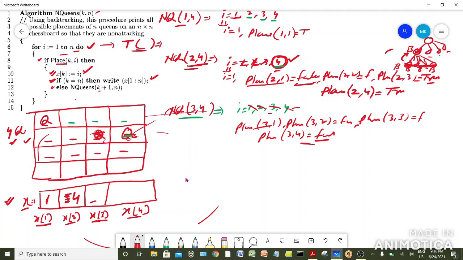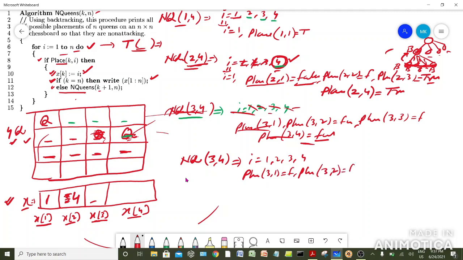We are not yet, so its else part will be executed once again. Okay, now when the else part is executed, it will have arguments 3 and k plus 1, means 3 and 4. Okay, so again i will be 1, 2, 3 and 4. It means we are going to place the queen in the third row. So the first call will be place 3 and 1, which is equal to false. The second call will be place of 3 and 2, which again will be false or true.